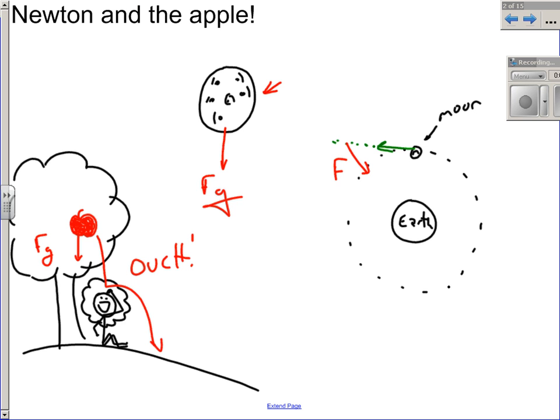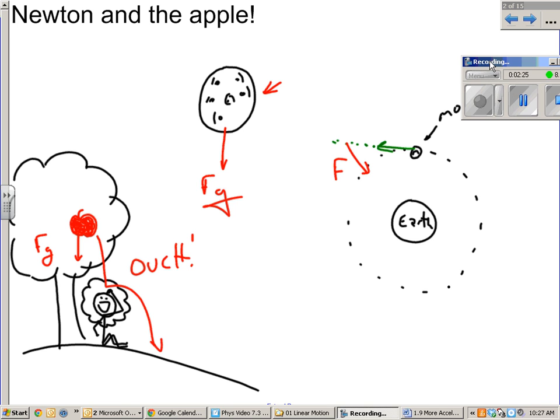So then the question becomes, well, why is the Earth so special? Why is the moon and the apple and everything else attracted towards the Earth as opposed to some other object?